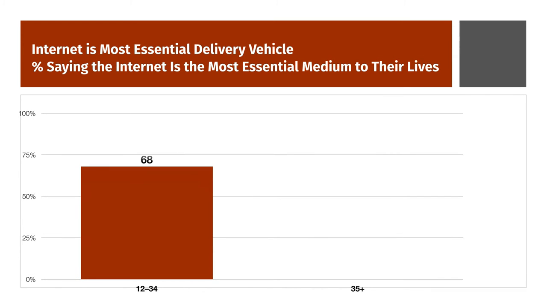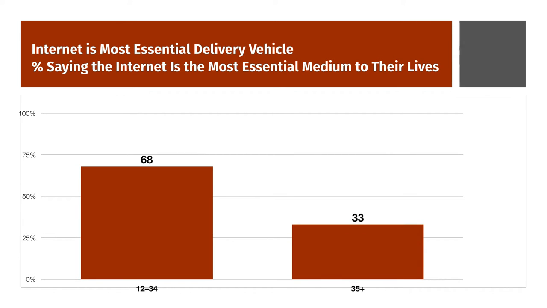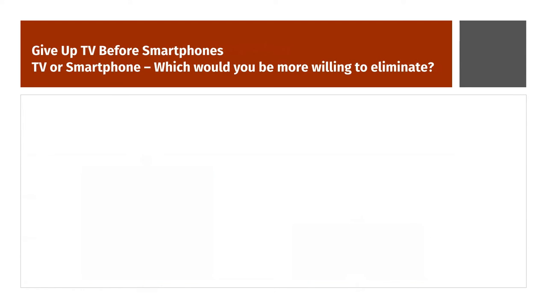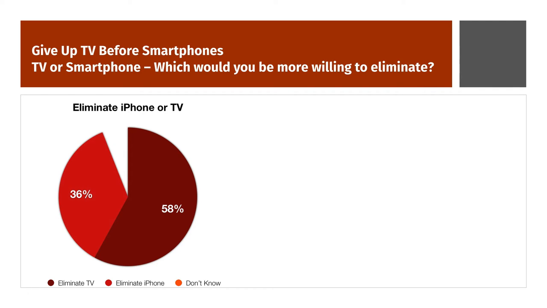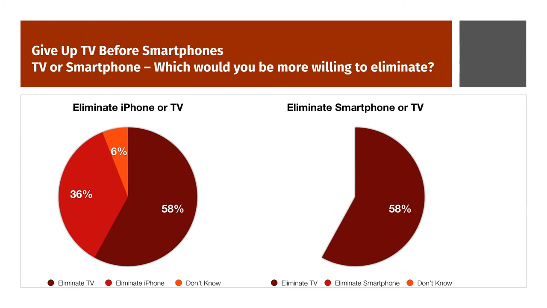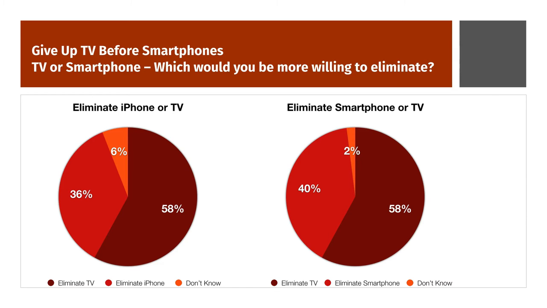So people are saying that the internet is pretty important. The younger the audience, the more important it is. Okay? And here's the one that I find fascinating. Would they get rid of their television? 58% of people said they would get rid of their TV. And people on the iPhone are less sure about giving it up. But yeah, 6 out of 10 people would kill their TV before their smartphone.